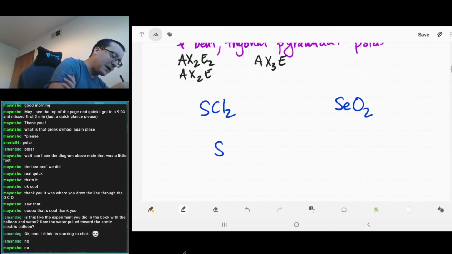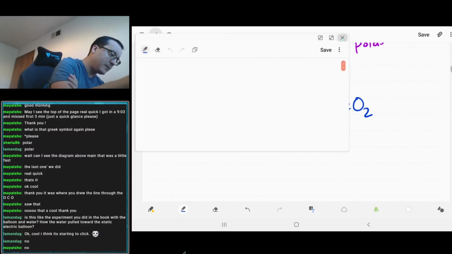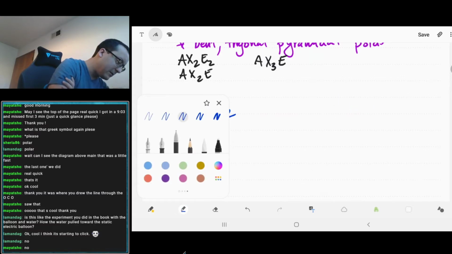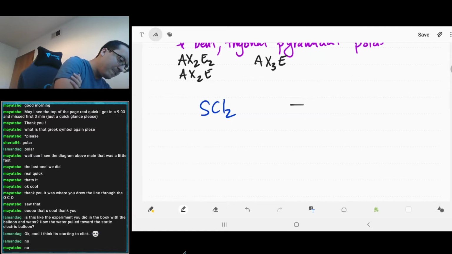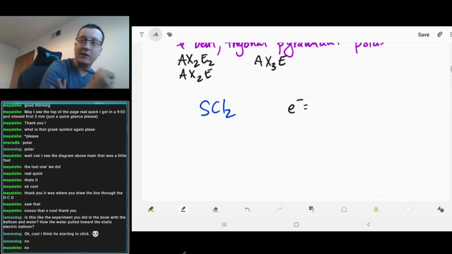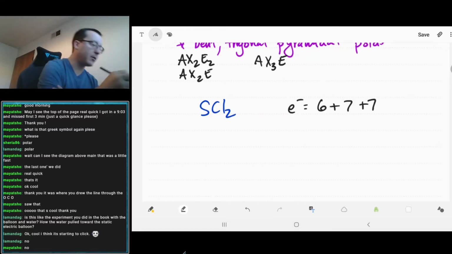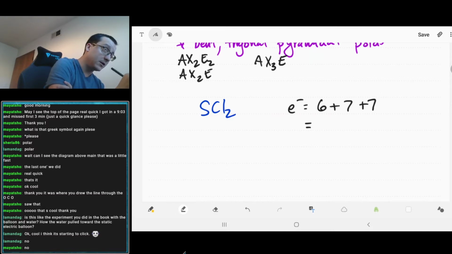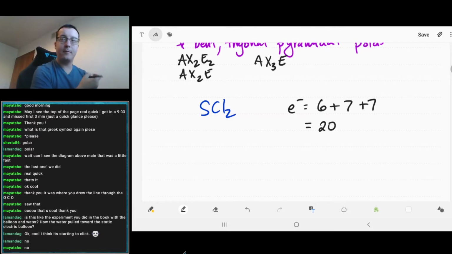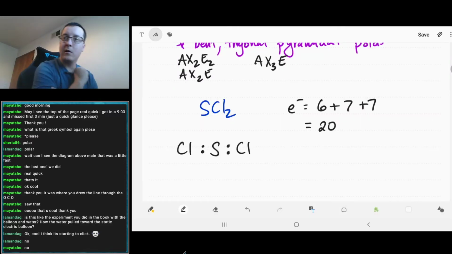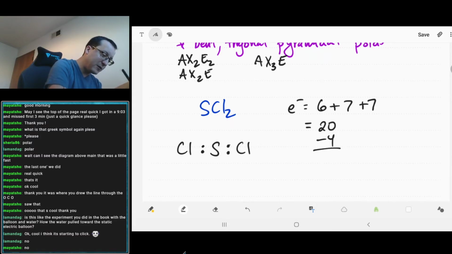So let's practice our Lewis structure skills just to make sure we haven't forgotten. Remember, we have to count our total electrons. So we have 6 plus 7 plus 7, which equals 20. We draw a skeleton with a single bond in between our elements. So we've used 4 electrons.